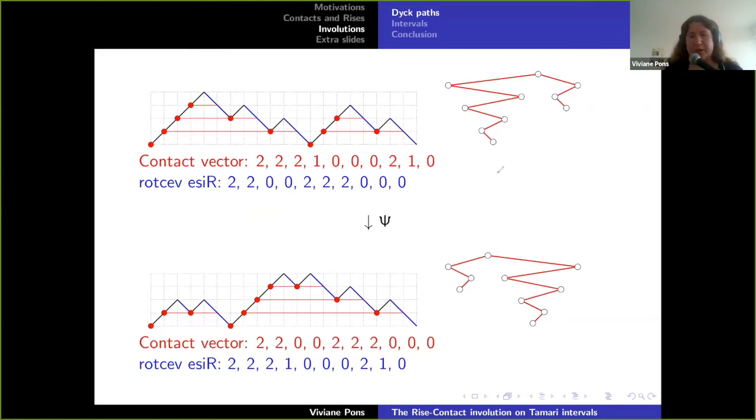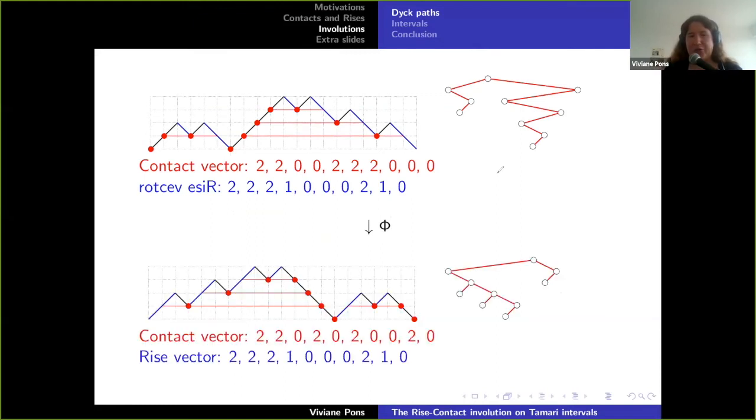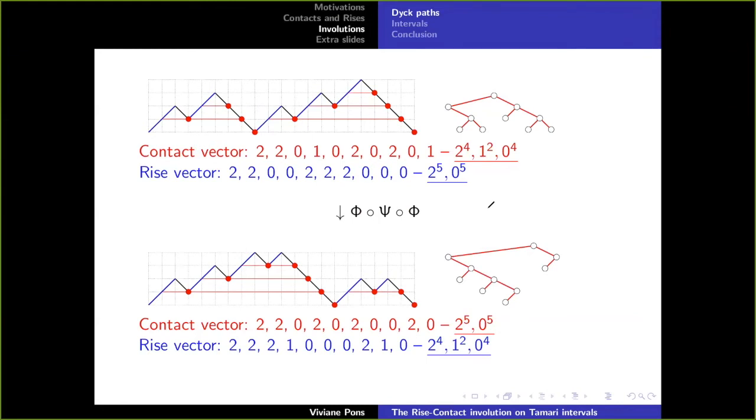Now, once I have this, I reapply phi. It applies some kind of permutation on my contact vector, and it changes my right rises vector into the usual rise vector. So in the end, what I have done is that I have applied phi, psi, phi. I've just conjugated one involution through another involution, so it's still an involution. And I've exchanged the values of the contact vector and the values of the rises vector.